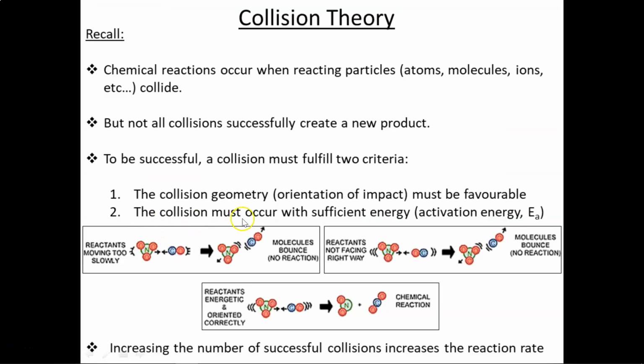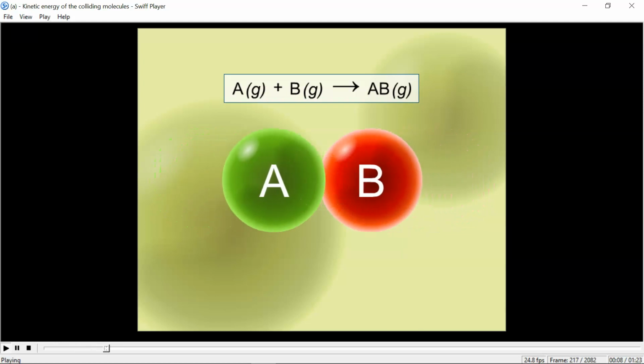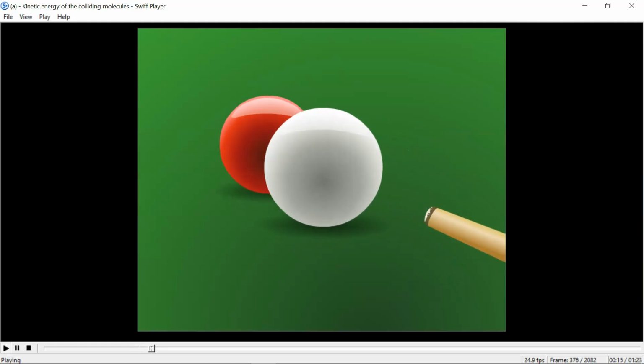Secondly, they must collide with sufficient energy, so we call that activation energy, or EA, the energy required to start up the chemical reaction. Consider a very simple reaction of A and B to give the product AB. The molecules of A and B must collide for the reaction to take place. The collision of two molecules is different from the collision of two billiard balls.